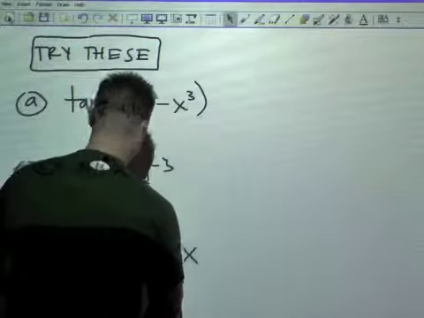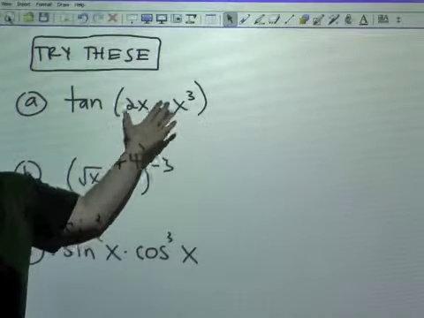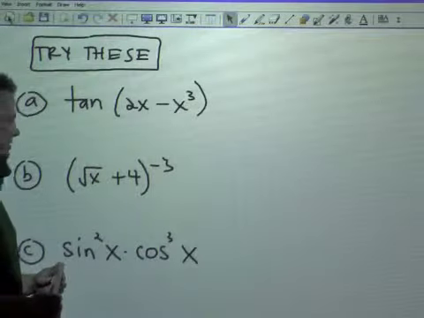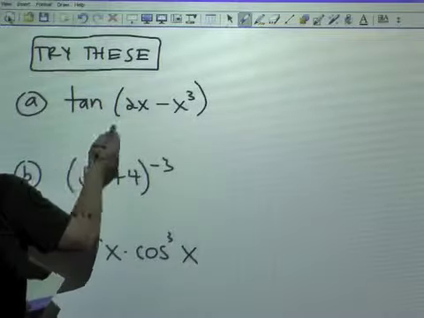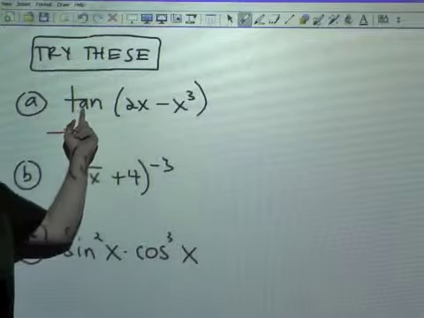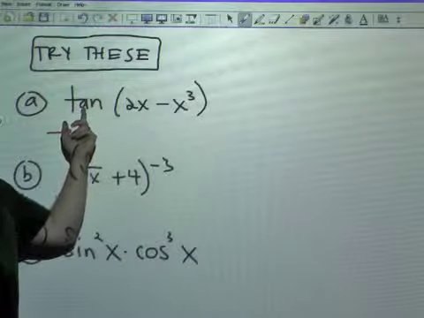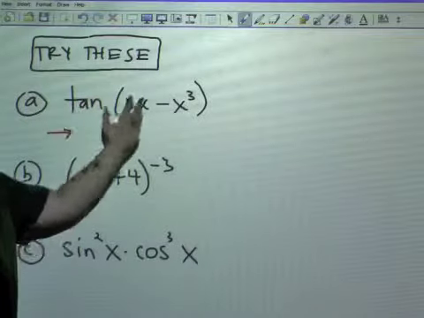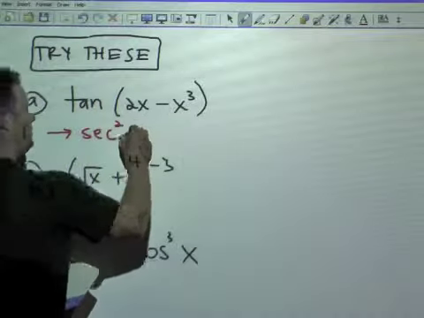Okay, well, let's talk through the answers to these. The first one, there's only one function inside of another function. So it's just straight chain rule. So the derivative of this, I start with the outside function. The derivative of tangent, remember that one from last time, is secant squared. So the derivative of tangent something is secant squared of that something.